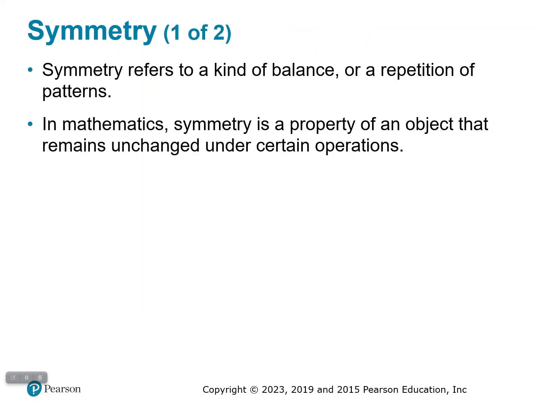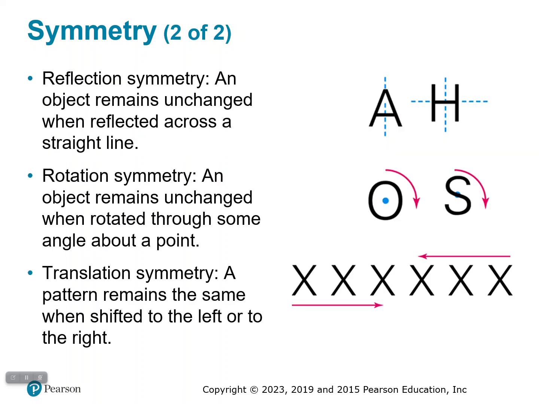Now, symmetry refers to a kind of balance or a repetition of patterns. In mathematics, symmetry is a property of an object that remains unchanged under certain operations. So we might have reflection symmetry. An object remains unchanged when reflected across a straight line. Think of this blue dotted line as a mirror. The left side of a capital A looks exactly like the right side of a capital A. Similarly, the left side of a capital H looks exactly the same as the right side of a capital H. But H also has top to bottom symmetry.